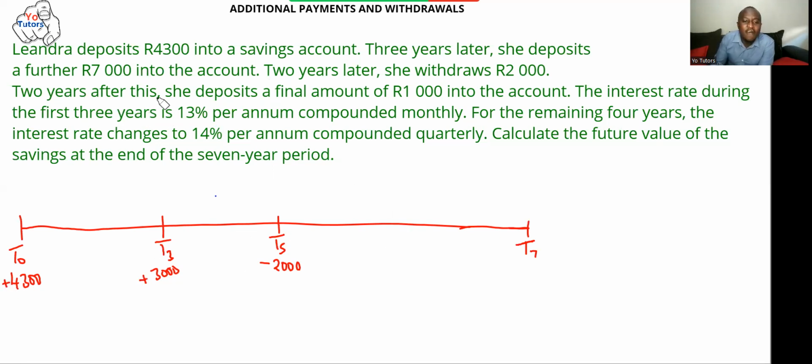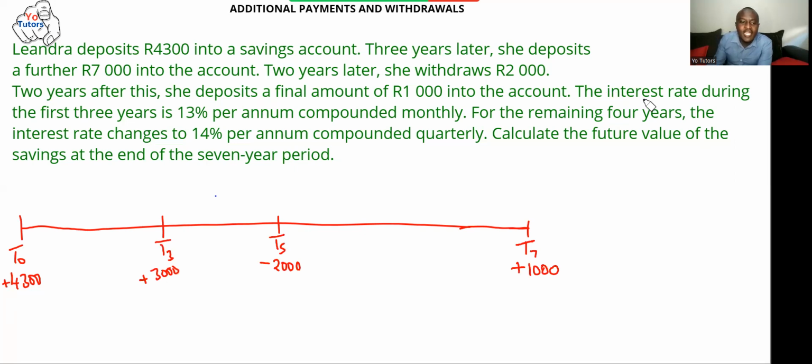Then 2 years after this, she deposits a final amount of 1,000. So 3 years later here, she deposits 7,000 into the account. 2 years later, she withdraws. Then 2 years after this, she deposits a final amount, so from the T5 we're actually on T7. So she's adding here plus 1,000. Okay, so this was added in the final year.